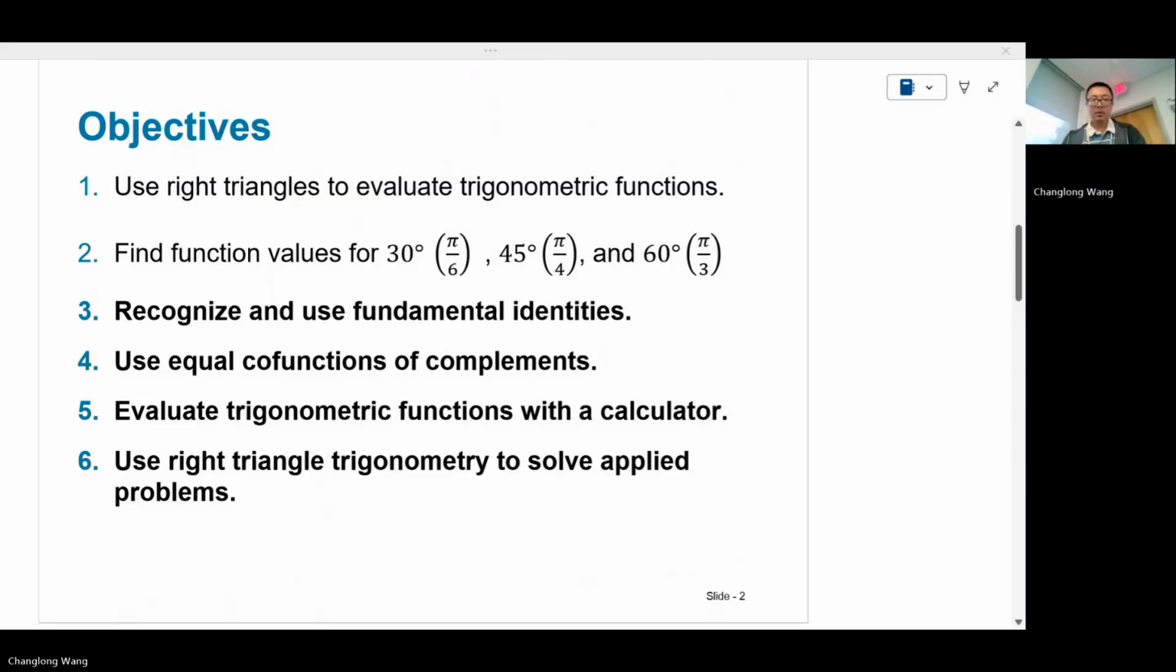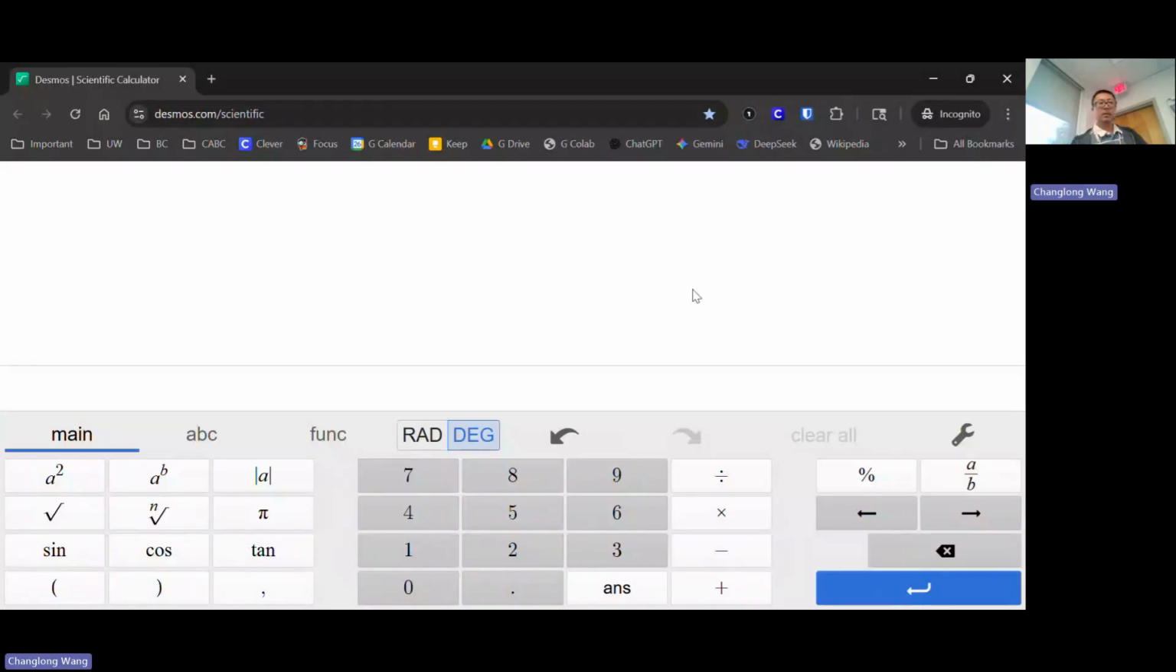Now, even though I might not know how to change the mode from degree to radian or vice versa on your particular calculator, what you have to do is either look at the manual or Google it. But what I do want to share with you is on Desmos. Let me make sure I'm sharing the correct screen. Look, on Desmos, you have these two modes, right? So now you know exactly what RAD stands for.